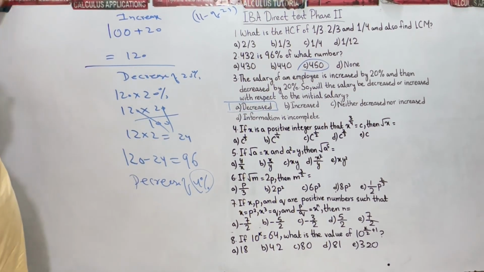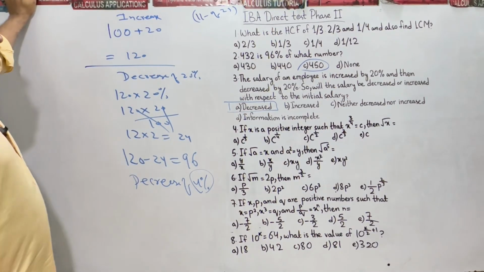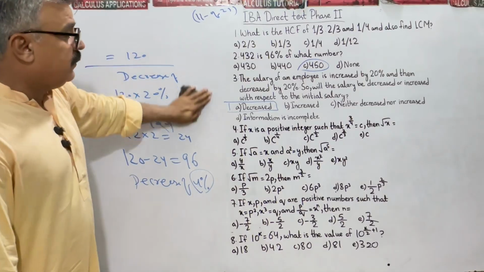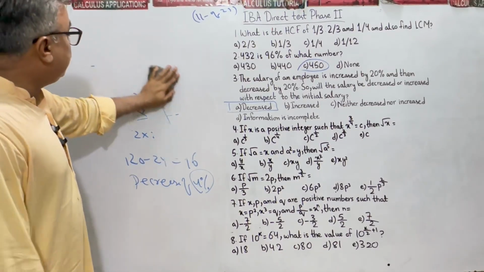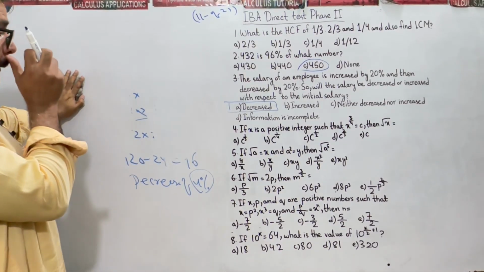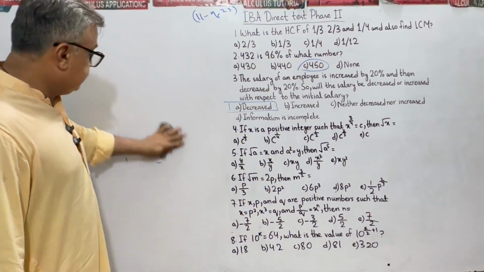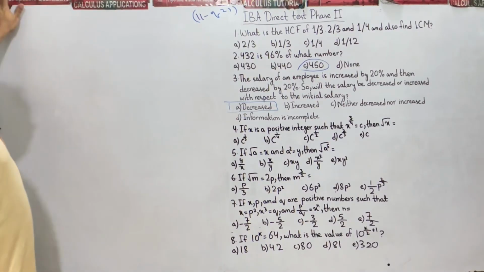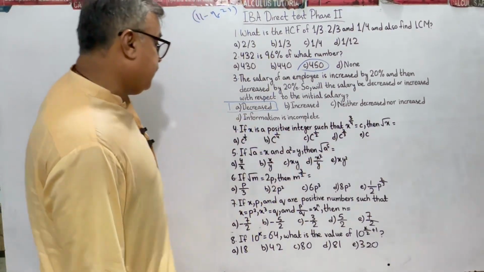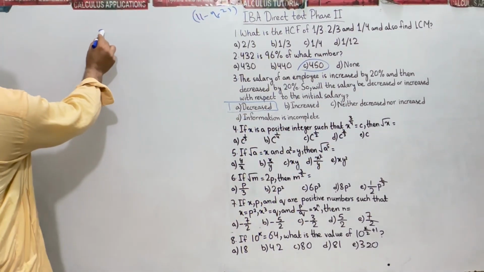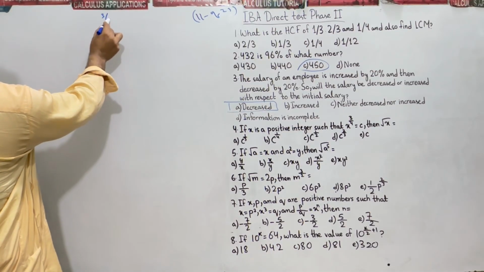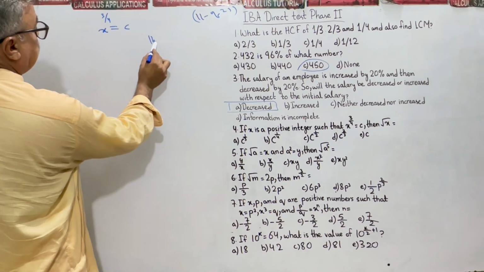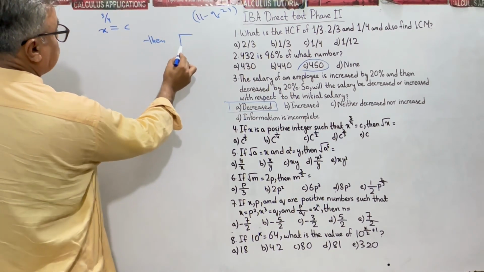Okay. Moving towards the next question. If x is a positive integer such that x raised to 3 over 4 is equal to c, then what is the value of root x? Quite simple. Just dealing with the exponents, especially roots and fraction powers. I have given x raised to 3 over 4, equal to c, and we are asked to calculate the value of root x.